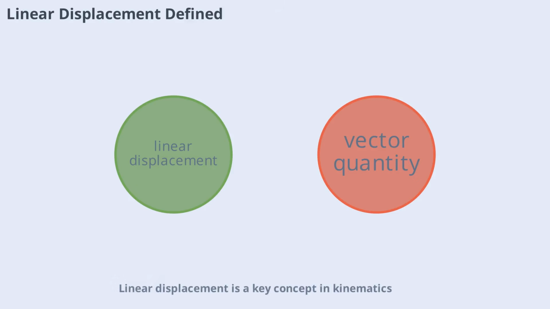Linear displacement is a key concept in kinematics. It refers to the change in location of an object or person, measured as the directed distance from the initial to the final position. Unlike distance, which considers the total path traveled, displacement is concerned only with the straight line difference between 2 points. This makes displacement a vector quantity, meaning it has both magnitude and direction. In biomechanics, understanding displacement helps us analyze how efficiently someone moves from one place to another.